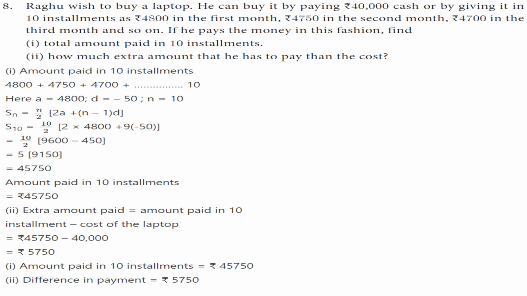That is the first option answer: 45,750 is the amount paid in 10 installments. What is the next question? Extra amount paid equals the amount paid in 10 installments minus the cost of the laptop. So 45,750 minus 40,000, which is the cost of the laptop. The extra amount paid is 5,750. That is the answer.